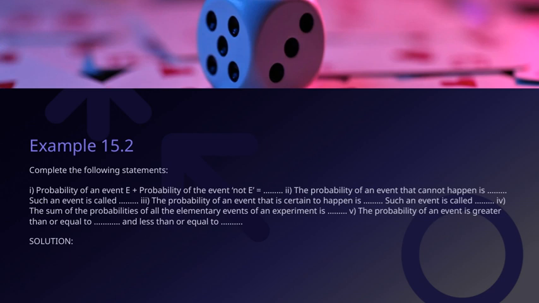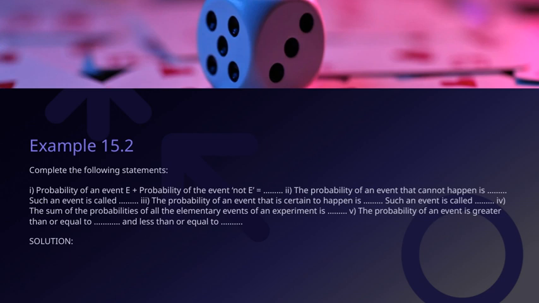Moving to the second point, the probability of an event that cannot happen is 0. We call such an event impossible because it has no chance of occurring. It's important to recognize these impossible events as a baseline in probability theory.